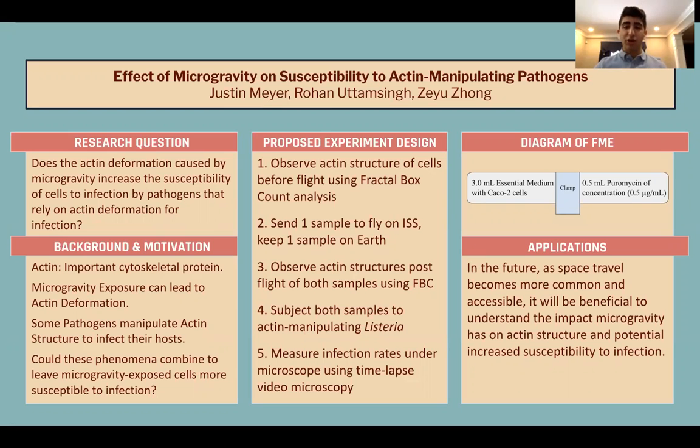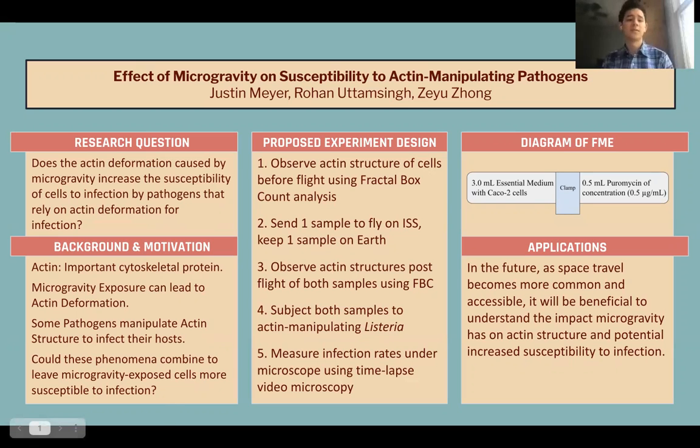We have all just finished our freshman year here at the university, and we are investigating the interactions between microgravity, actin structure, and infection. So our research question is, does the actin deformation caused by microgravity increase the susceptibility of cells to infection by pathogens that rely on actin deformation for infection?